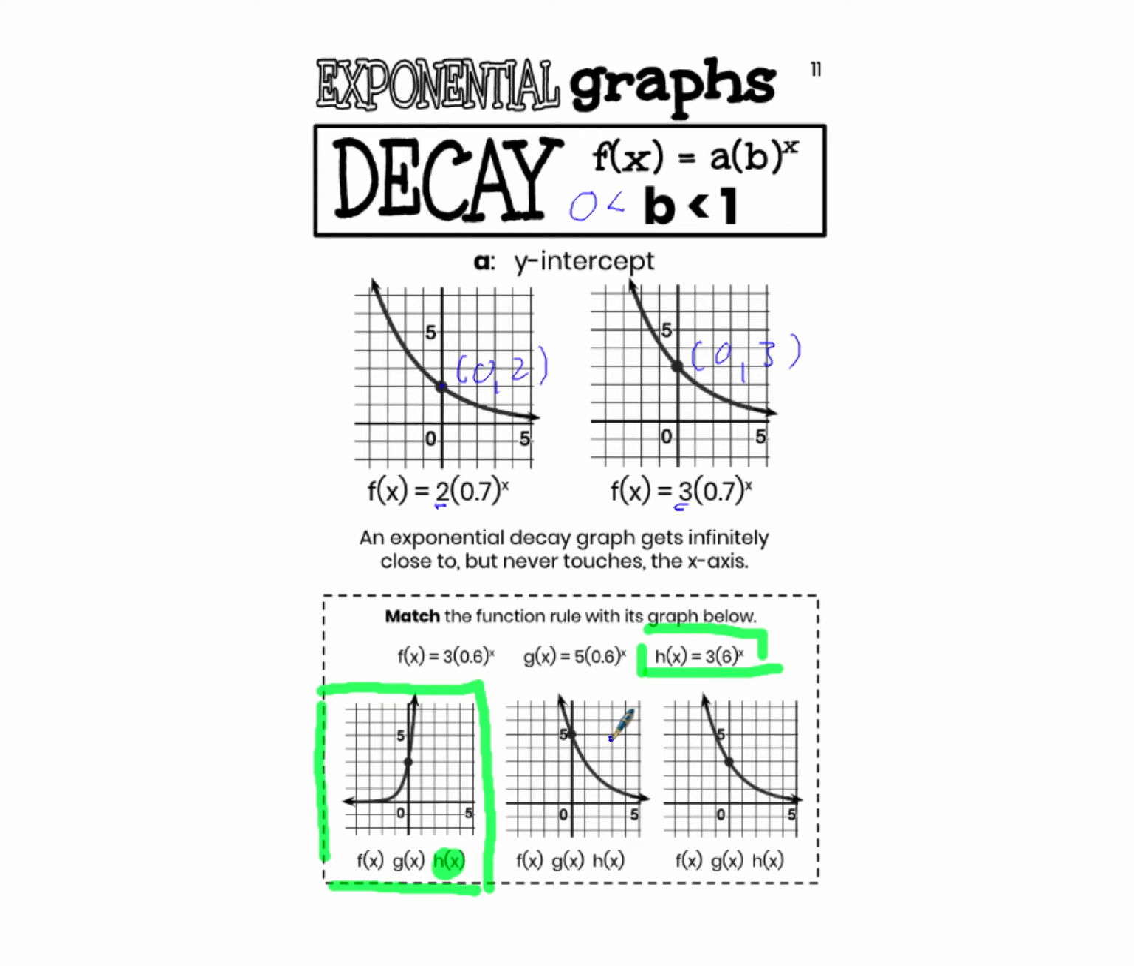Differentiating decay, I won't ask you to differentiate based on the slope. I'm just asking you to identify the start value. So this one has a start value of 3, must be f of x. Start value of 5 must be g of x.